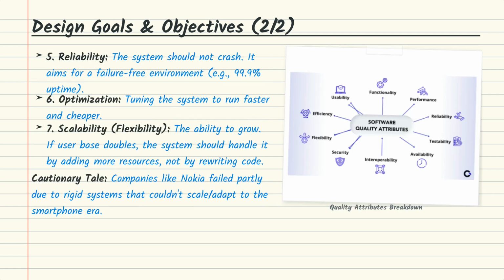Other crucial design goals include reliability for a failure-free environment, optimization for faster and cheaper operation, and scalability, which is the system's ability to grow without major code changes. Failing to achieve scalability, as seen with companies like Nokia, can be detrimental.